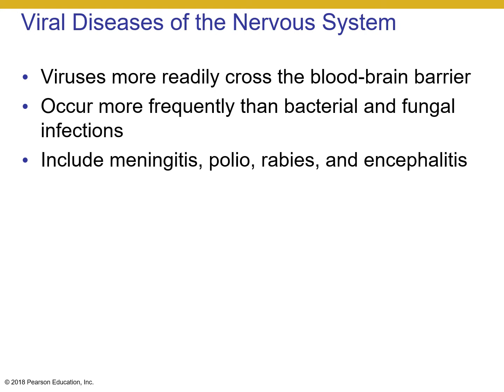So draw a line in your notes and label this section viral diseases. Because viruses are so very small, they can cross the blood-brain barrier much more easily than bacteria and fungus. And we're going to look at meningitis and polio. I'm going to skip over rabies. So let's get started here.